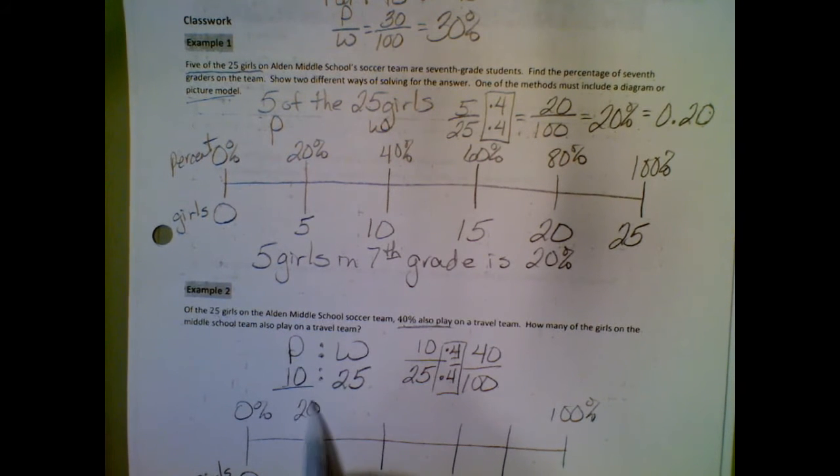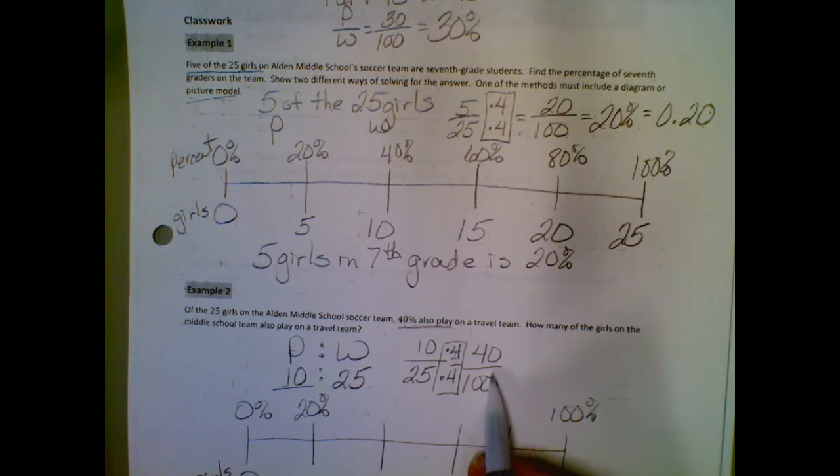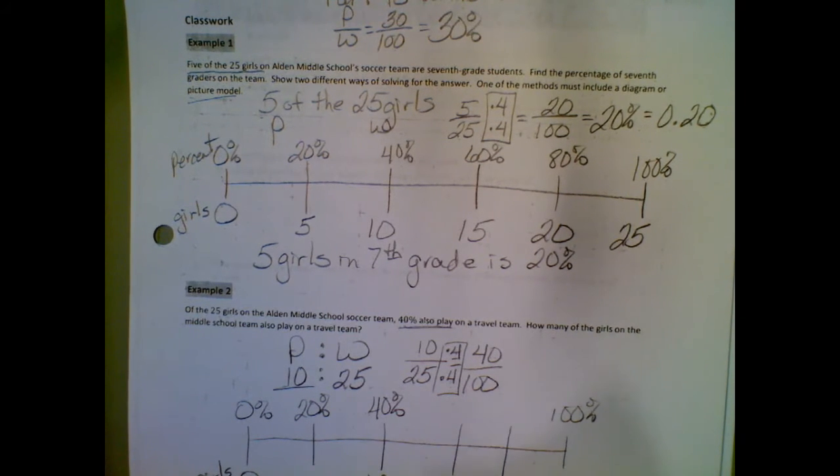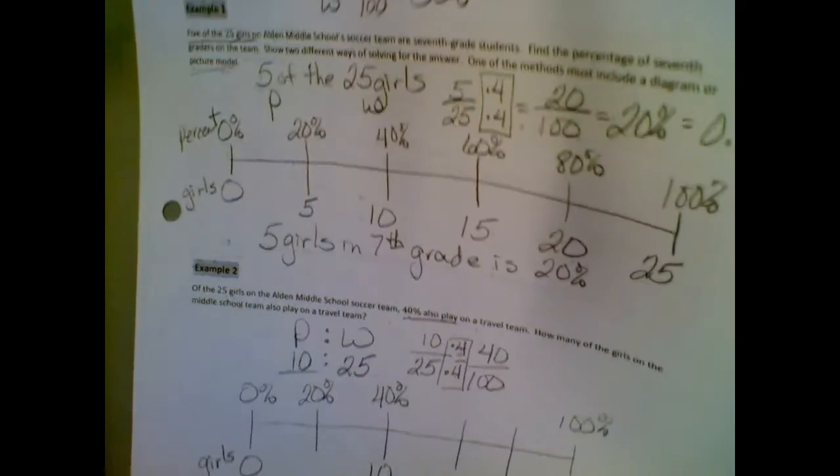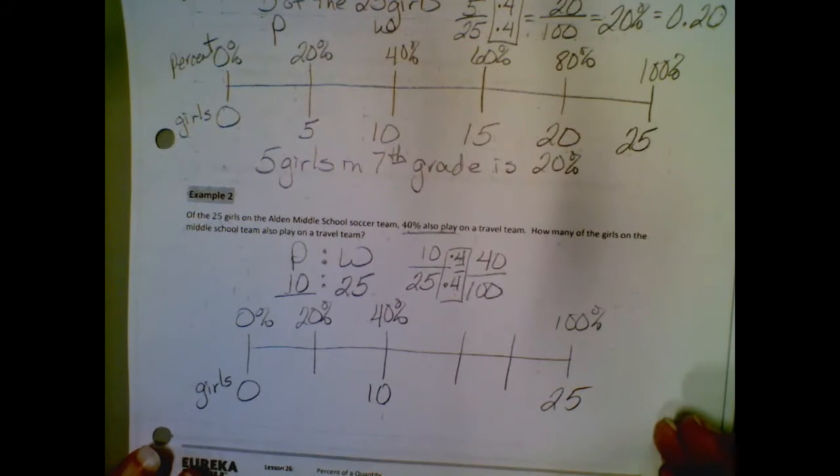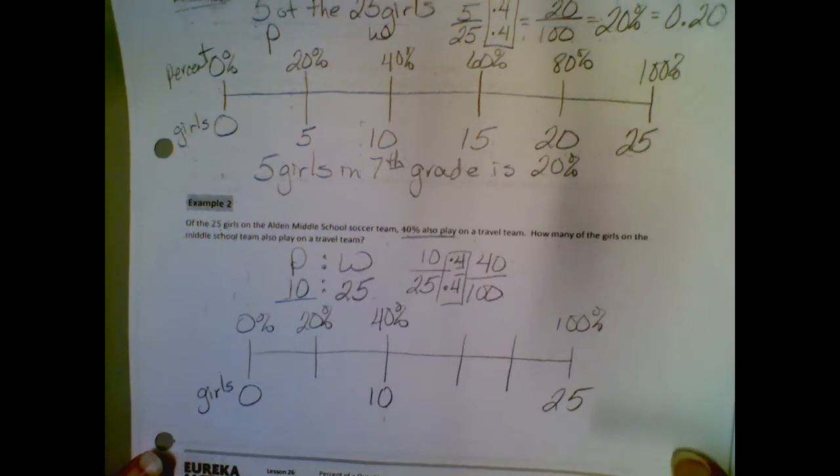So 20%, 40%, which we figured out was our 10 girls. So we can finish up the rest. For example, 2. Oops, I see I'm off. Sorry. You got that. Okay, so example 3, flip it over.